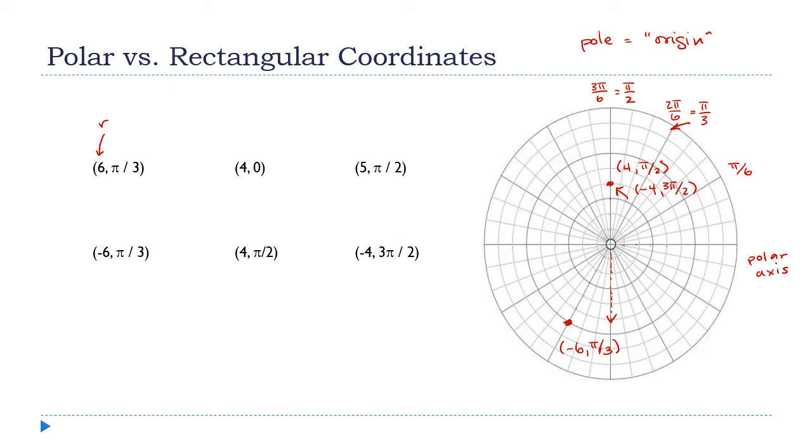Unlike in the Cartesian system that you're used to, there's more than one way to specify the location of a given point. In other words, the coordinates of a given point aren't unique. So just keep that in the back of your mind as we're going along here.